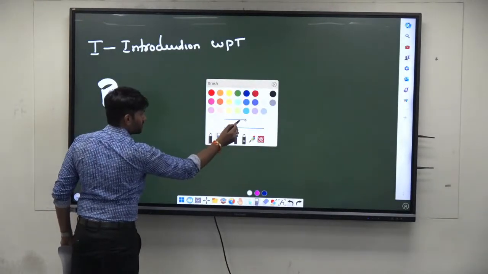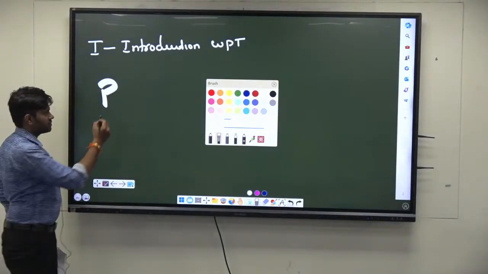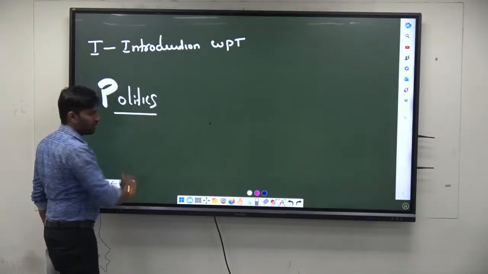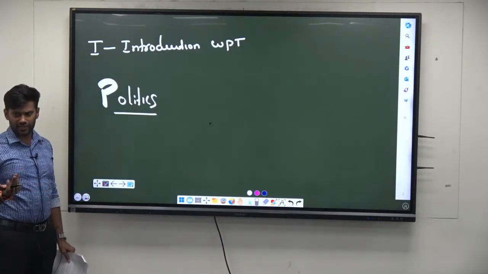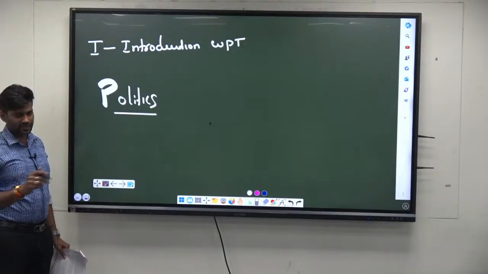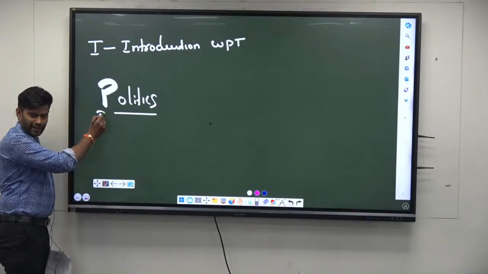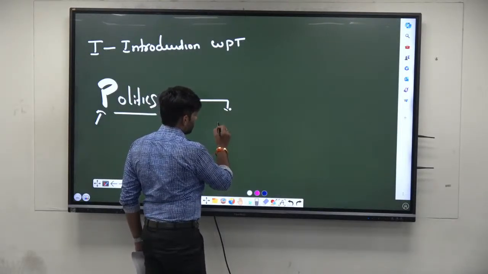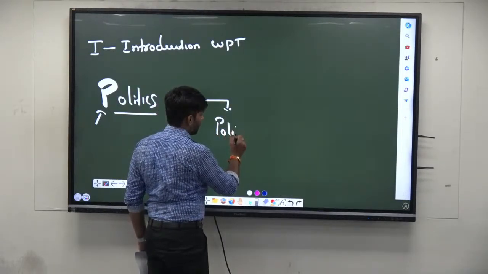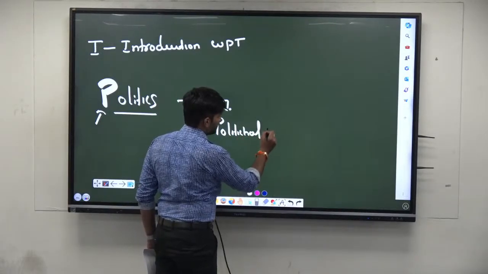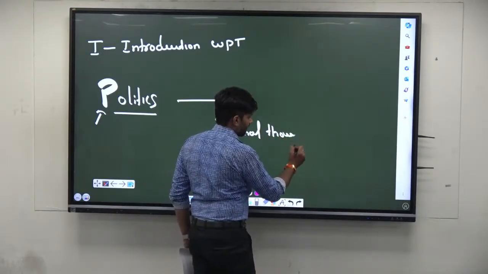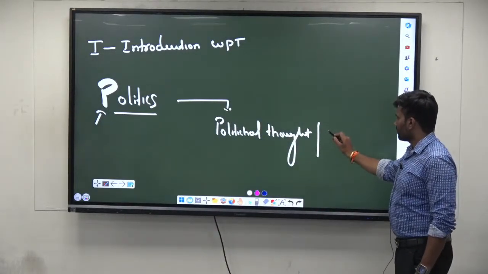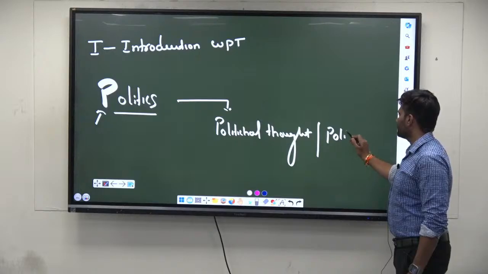Since the subject is about political thought or political idea, the word involved is what? Politics. First we need to understand what is politics, what is the meaning of the term politics, where it has been derived from. Then you need to understand what is a political thought. Then you need to be able to differentiate what you mean by a political theory.